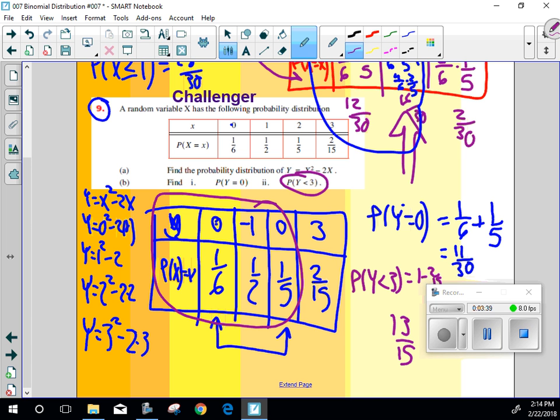How about Y is greater than 1? What's that going to be? 2/15. How about Y is greater than -1? Half. Easy? Seem okay? Great.